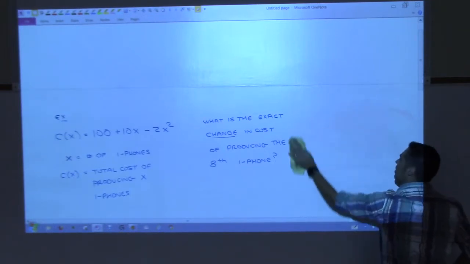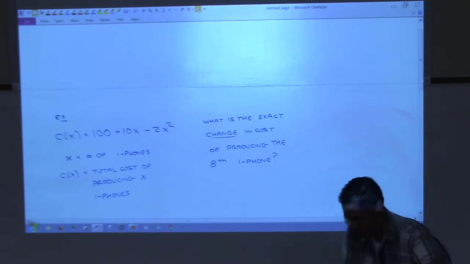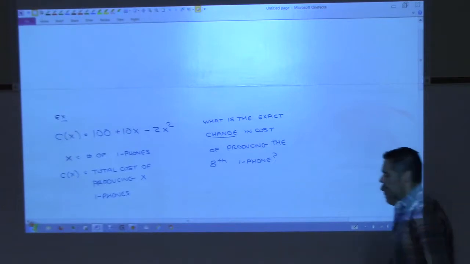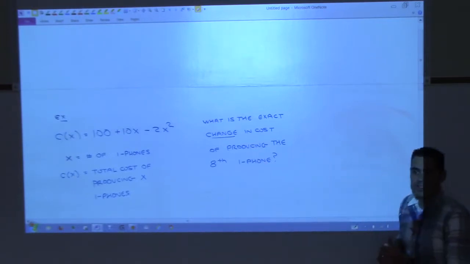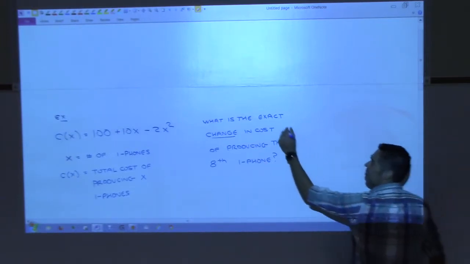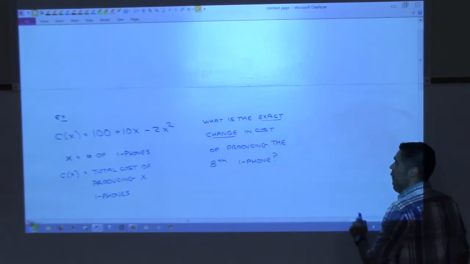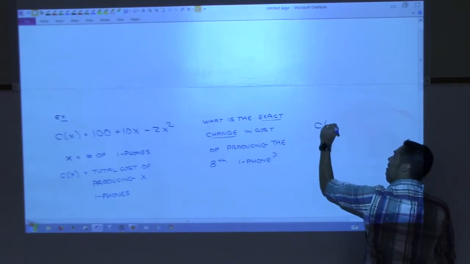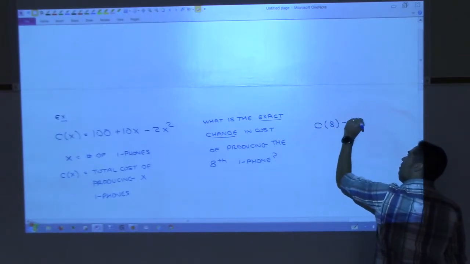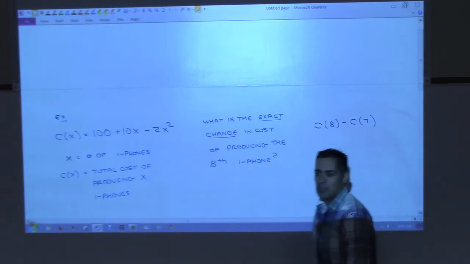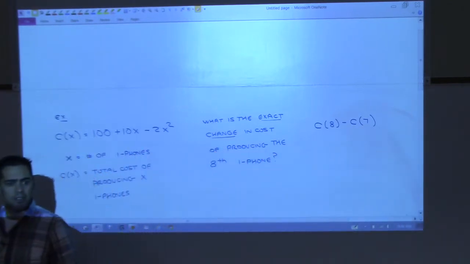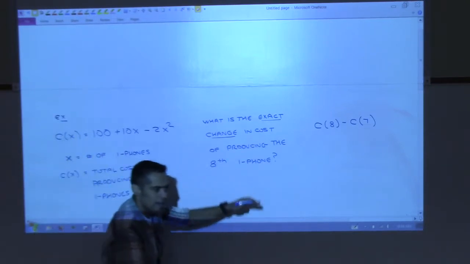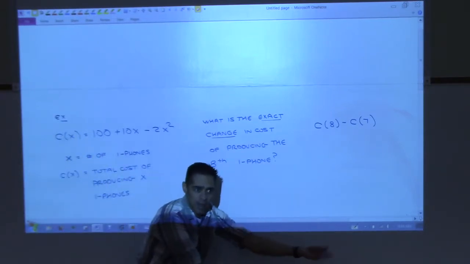Let's see if this makes sense to you. I should probably move this marker very far away from me. All right, so in order to find the exact change in cost at the 8th iPhone, what we need to do is calculate the cost of the 8th iPhone minus the cost of the 7th iPhone. Right? That's what we need to do. That's like me going down that list I had, going to the 7th and the 8th one, and then subtracting the two answers, right?